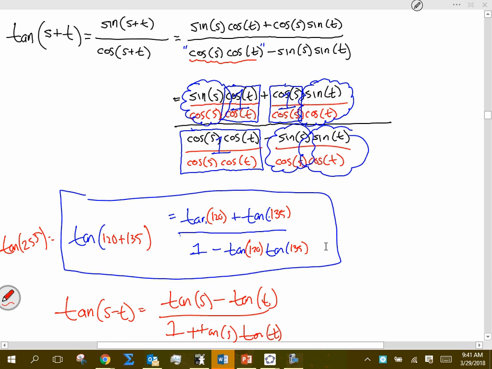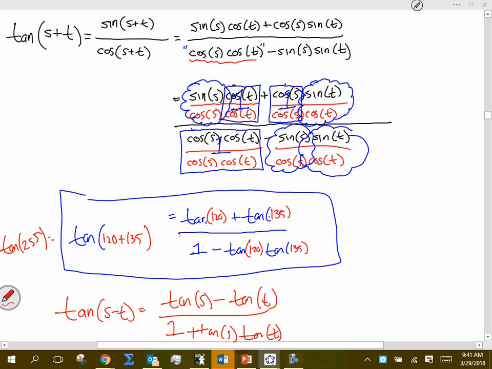Now, there is a cost to using this formula. When we expanded it in sine and cosine, we have the unit circle memorized for sine and cosine, right? Or we should. We don't have those for tangent. We haven't memorized those because we know that we can find them quickly.